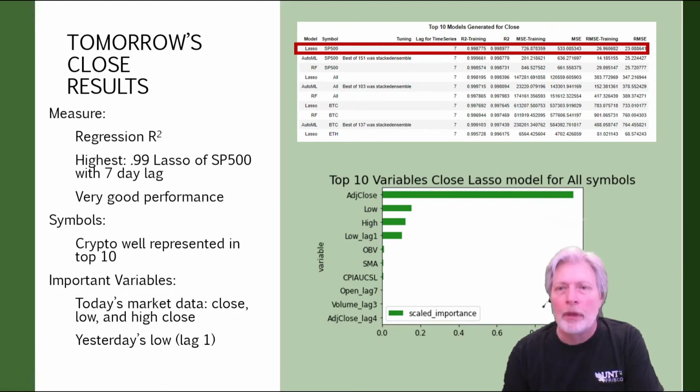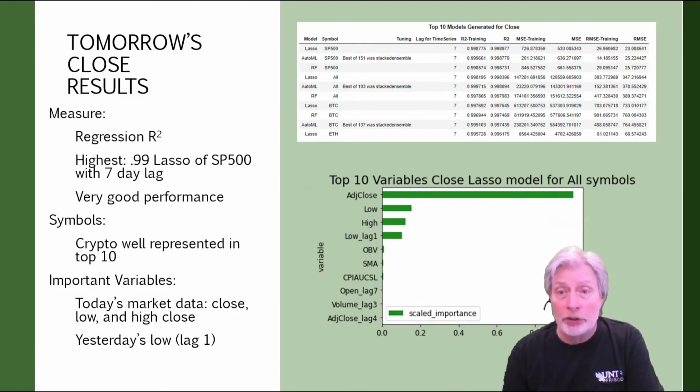With regard to the important variables, we can see that the market data was the key contributor. The important market data in predicting tomorrow's close was principally today's close, followed by the low and high as of today, and also yesterday's low, or lag 1. While initially this looked very promising, a 99% validation R squared basically means that the model was explaining 99% of the variability within the data. It seemed a little too good to be true.